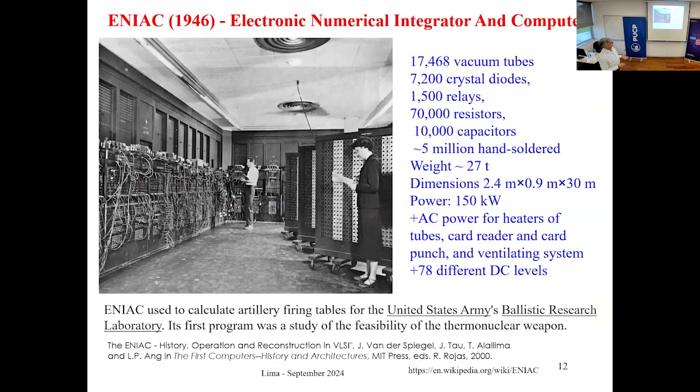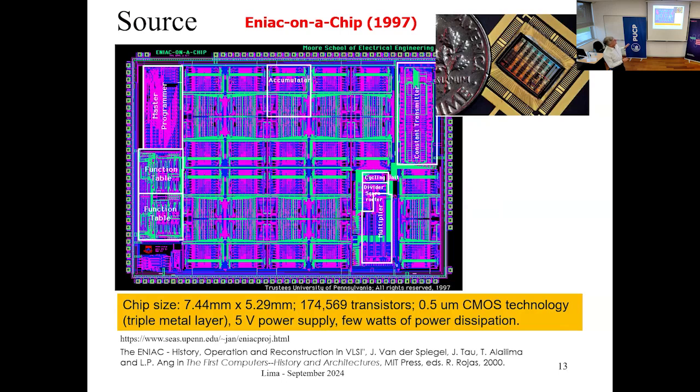The dissipation of the ENIAC was around 150 kilowatts. You know what this is? It's a lot of power. And in this case here, you have a few watts of power dissipation, maybe 100,000 times less than the ENIAC.